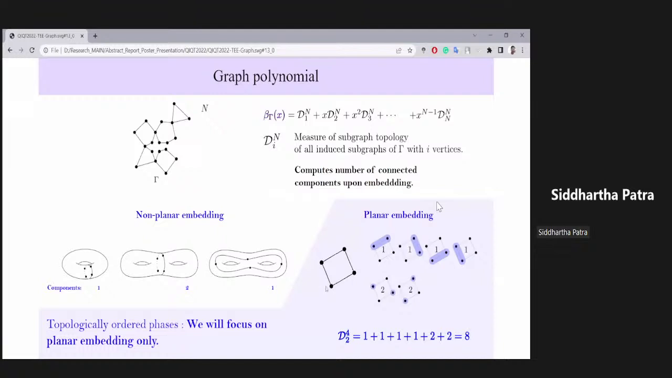Now there are 4 vertices in the main graph, so there are 4C2, that means 6 possible induced subgraphs. In the subgraphs you can see all the possible subgraphs. In the top row, they form one connected component, so they are shown by one number. In the bottom row, they are formed by 2 disjoint islands, so we count it as 2, and the total number is 8. That's how we count for planar embedding. For higher embedding, it will be more complicated.